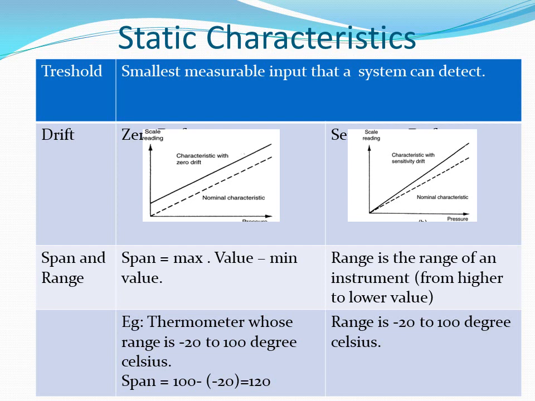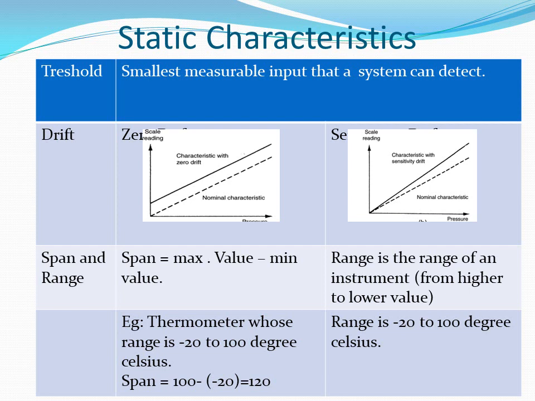So zero drift is where the deviation is uniform, and it is taking place even at zero. In sensitivity drift, the deviation is not uniform and the deviation is not taking place at zero. It is called span or sensitivity drift. This is called a zero drift.